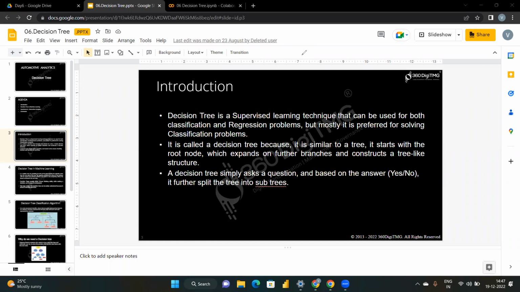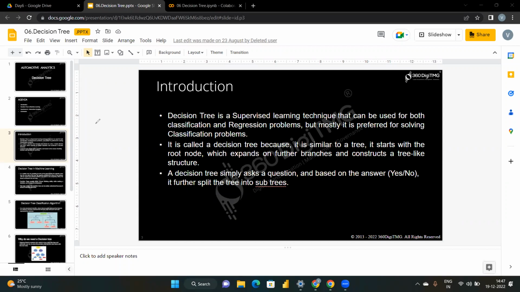A decision tree simply asks questions. After that, we'll see what types of things we can get in a decision tree. As I said, we'll get yes or no in the further splits of the trees. So the introduction of the decision tree is done. If you ask me what this decision tree is used for, as I said, it is a non-parametric supervised learning method used for classification and regression.